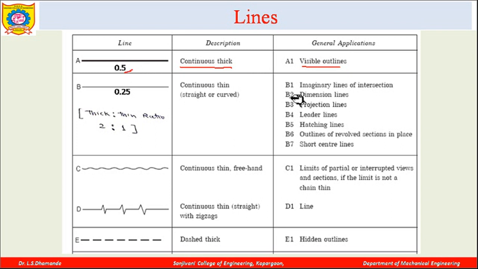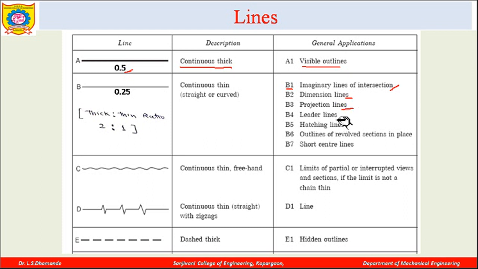The second category of lines is those specified with B1, B2, B3, B4, B5, B6 and B7. B1 is the imaginary line of intersection. Whenever there is an intersection between two components, that is actually an imaginary line, and it is shown using B1. We also specify different dimensions on a drawing, and those dimension lines are B2. Then we take projections from the main object to show the dimensions, and those are called projection lines. That is B3.